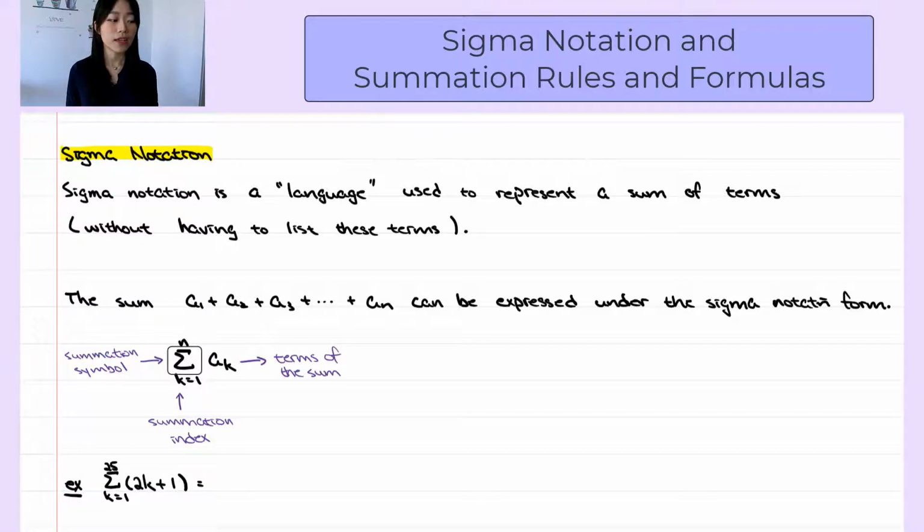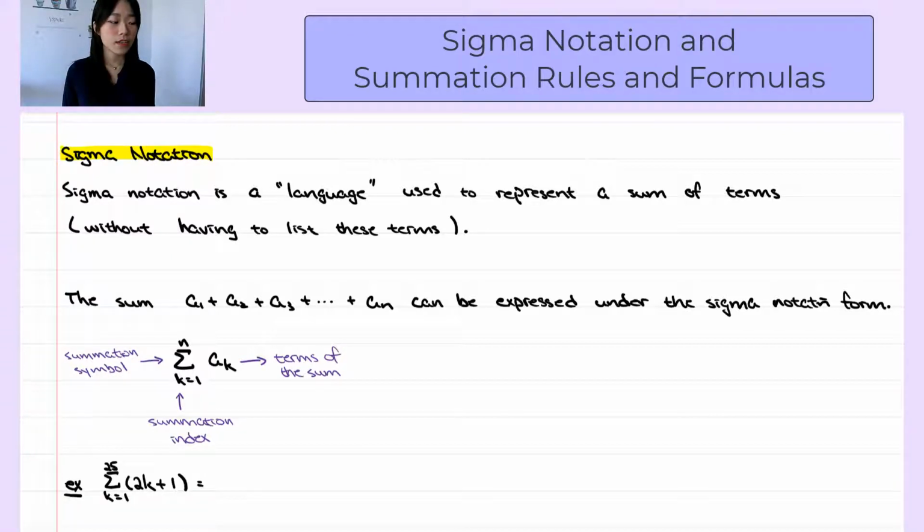The sigma is the summation symbol, and underneath there's a letter K, or it can be any other letter. K equals to any value. The K is the summation index, and the value is the first value of the summation index. And above the summation symbol, there's N, and that is the last value of the summation index. And on the right, there's A subscript K, and it is the terms of the sum.